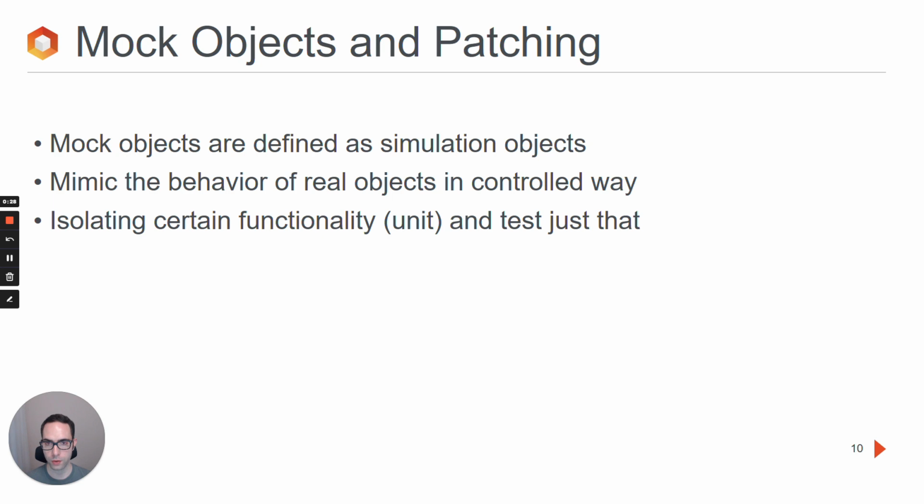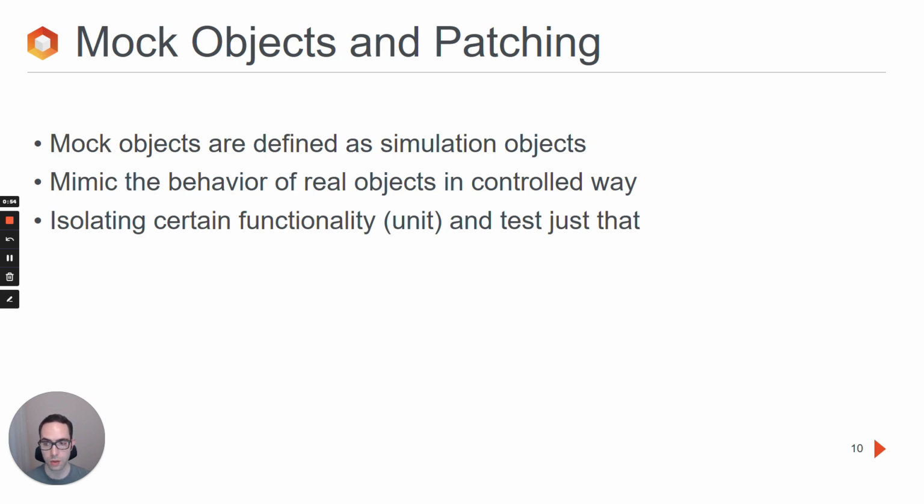Well, the whole point of unit testing is isolating certain functionality and testing just that. So we are trying to remove all other dependencies. Sometimes it can be a database or a file system. So, using mock objects, we don't need to step into the world of integration testing and can actually perform a unit test rather than an integration test.